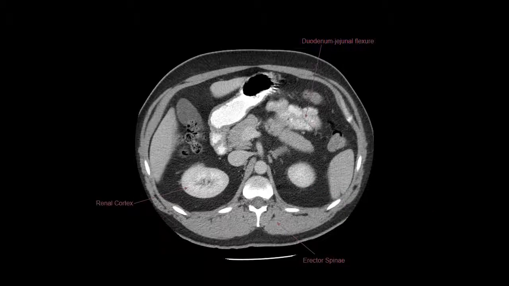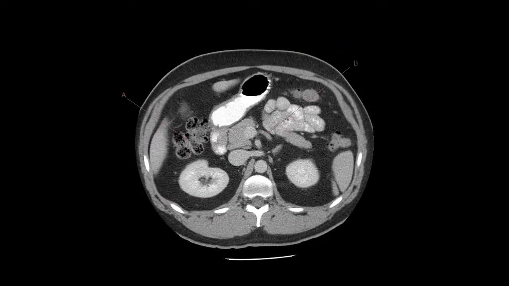So there's your right kidney, renal cortex. You got the duodenojejunal flexure, which you wouldn't expect to be able to point out exactly where that is. That's what that is, the erector spinae muscle. Coming on down, what's A and B?